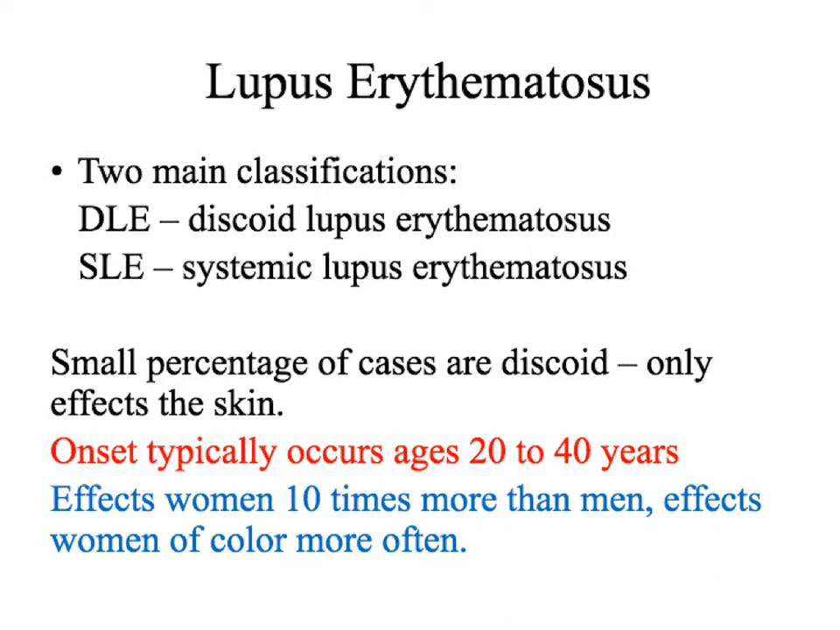Typically, it affects women more than men. It's usually in the childbearing years of 20 to 40 years of age, which can be very inconvenient for a young woman who is trying to have a career, make a living, maybe go to school. So it can be psychologically kind of a devastating disease.